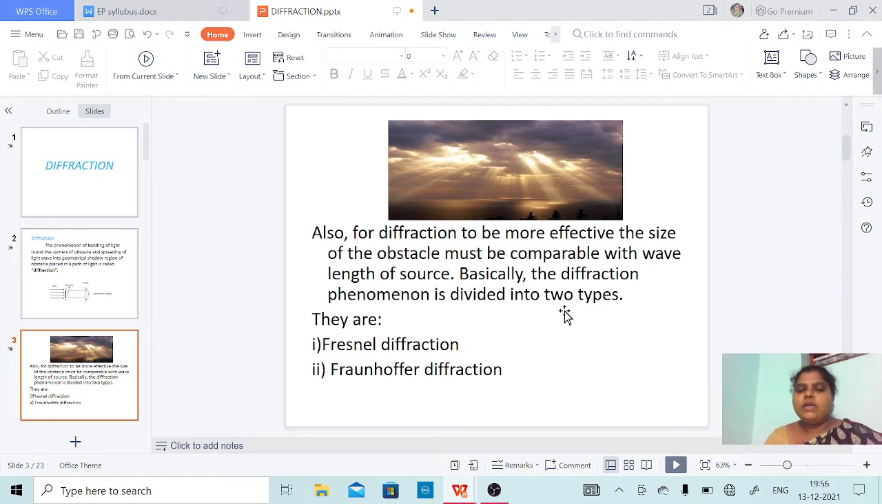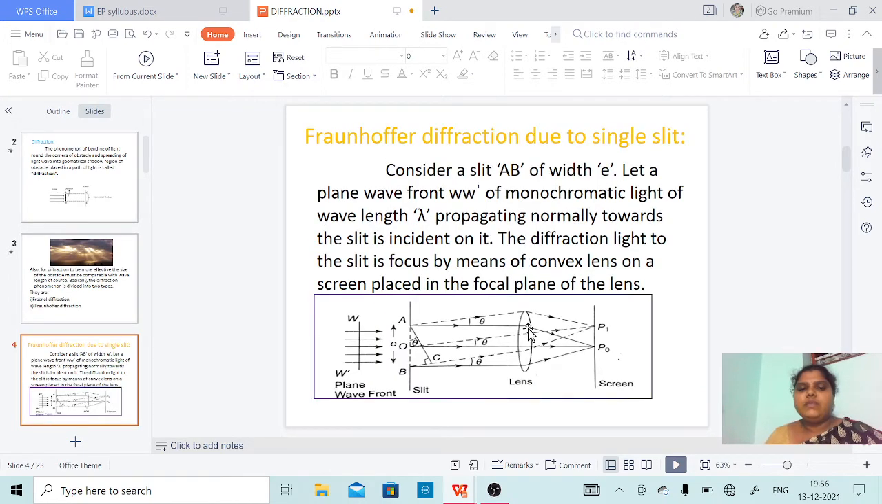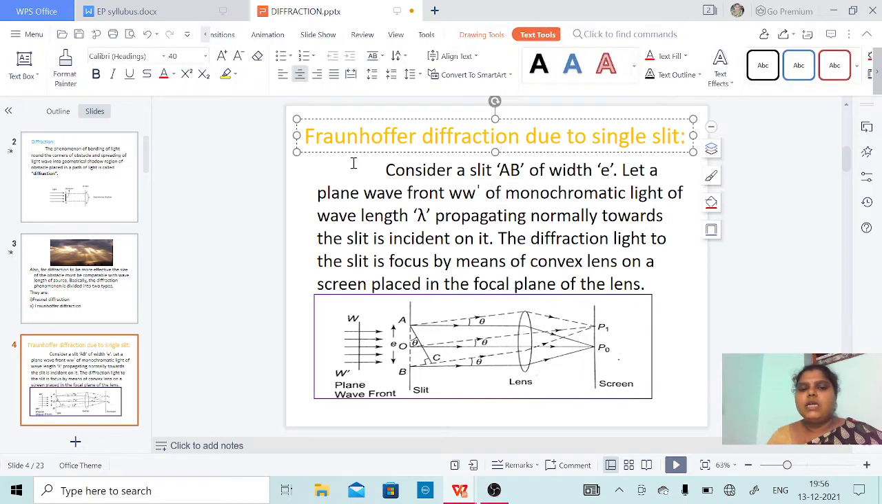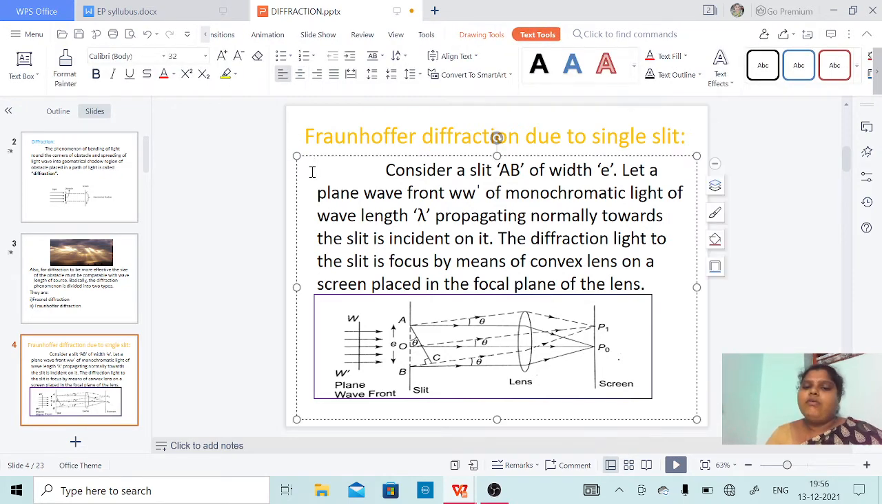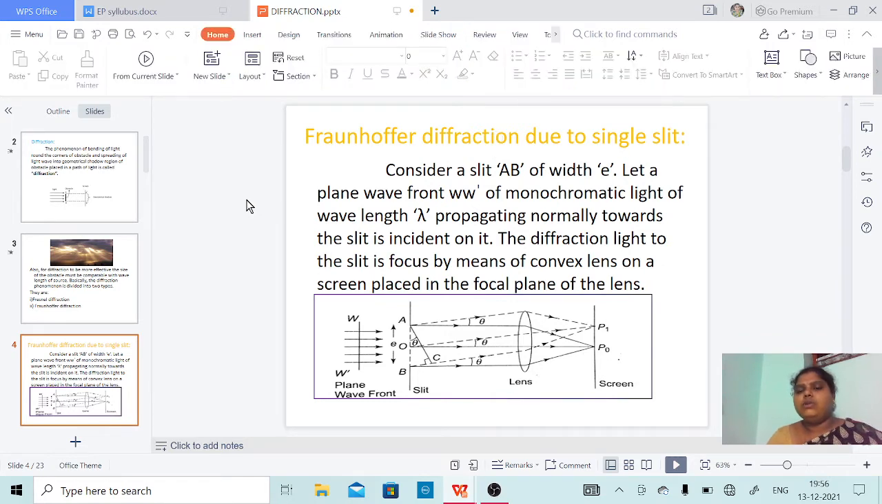Now, generally, the diffraction phenomenon is divided into two types. They are Fresnel diffraction and Fraunhofer diffraction. We already know about Fresnel diffraction and Fraunhofer diffraction, I think. Now we can study about them. Let us see what is Fraunhofer diffraction. See here, this is the Fraunhofer diffraction due to a single slit. That means we have Fraunhofer diffraction due to a single slit, double slit and N slits also. Okay, first start with the Fraunhofer diffraction due to a single slit.